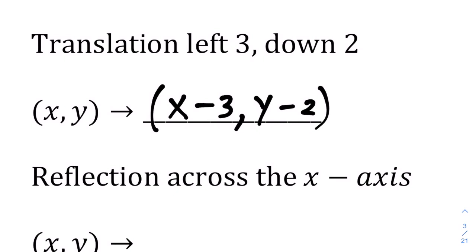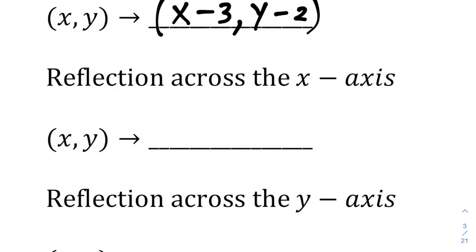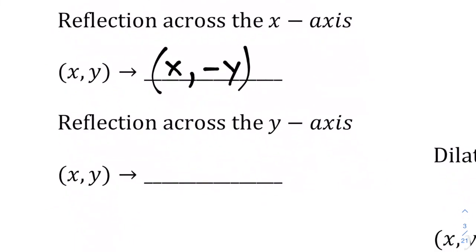For reflections across the x-axis, remember that the x-coordinate will stay the same, but your y-coordinate will become its opposite. Reflections across the y-axis. This time it is your x that becomes its opposite, and the y will stay the same.